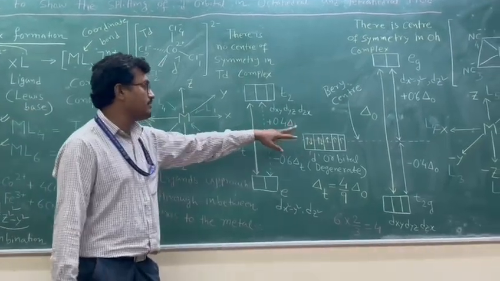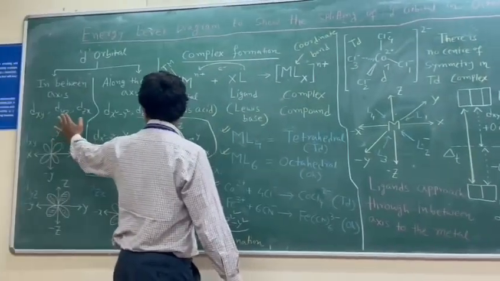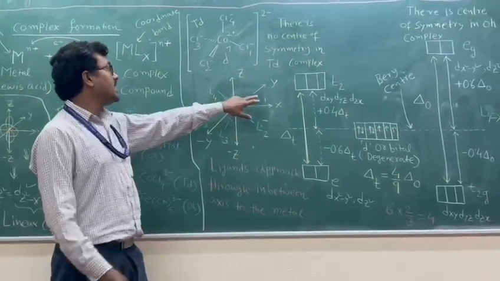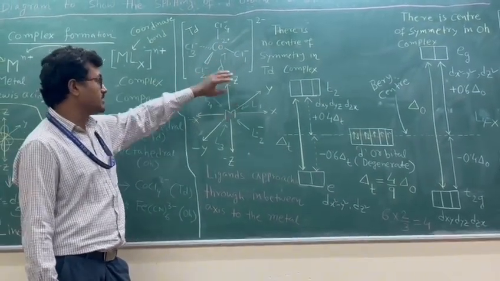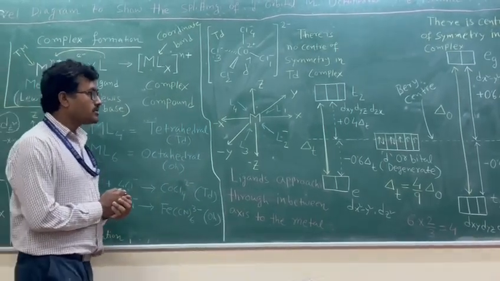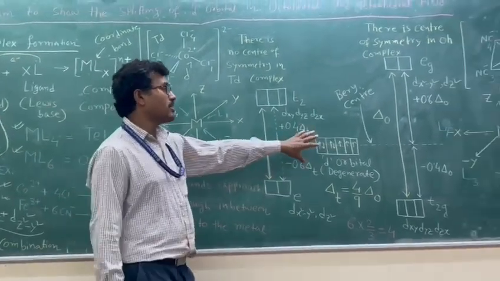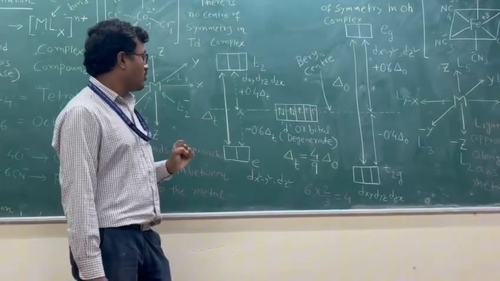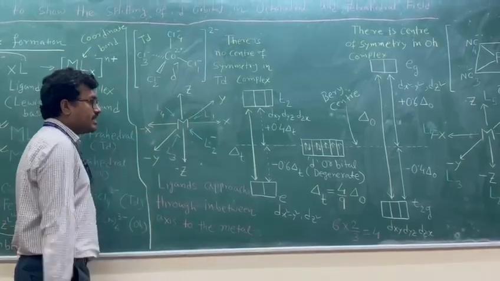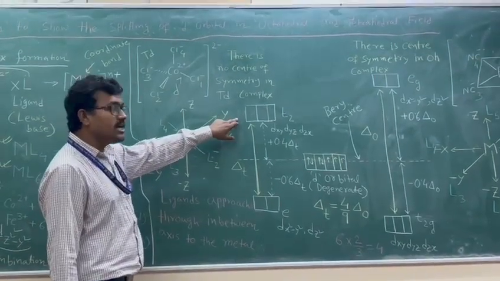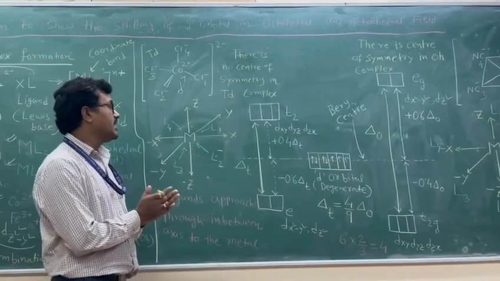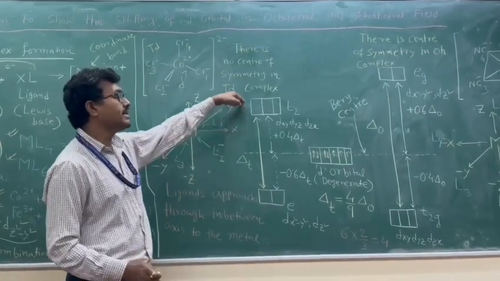All these d electrons are present in the 5d orbitals: dxy, dyz, dzx, dx square minus y square, dz square. When ligands are coming, ligands also have negative charge, Cl minus here. So these two negative charges will repel each other. Because of that, the energy of the d orbitals is going to be shifted. Since ligands are coming in between the axis, the d orbitals which are oriented in between the axis, because of that inter-electronic repulsion, their energy will be increased, right?